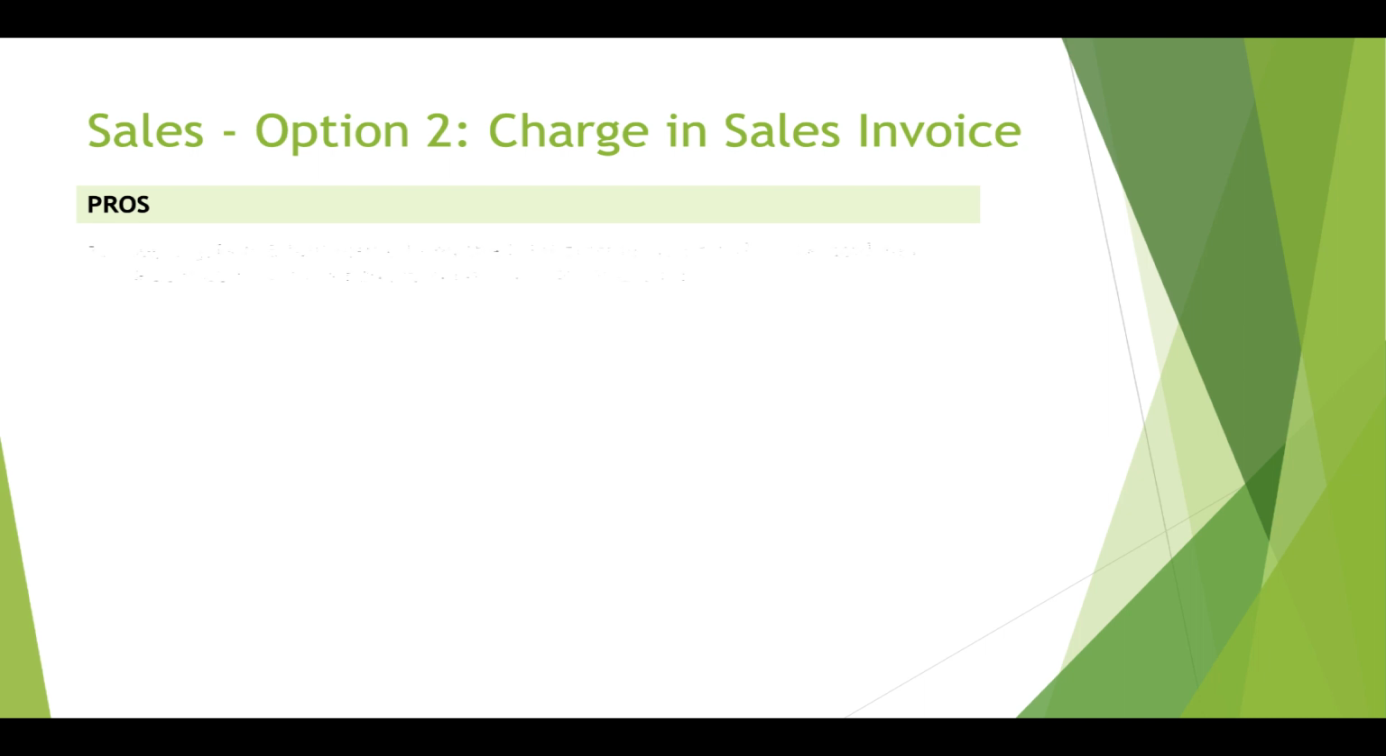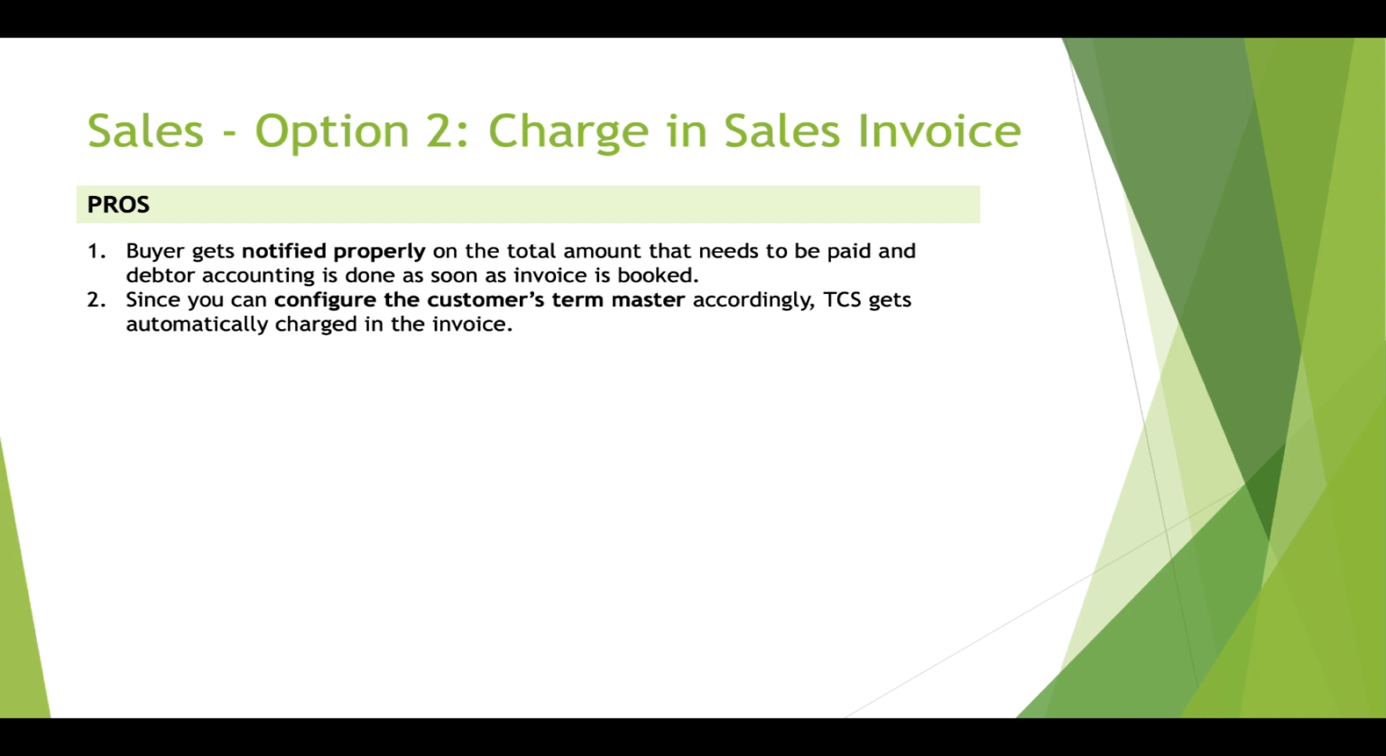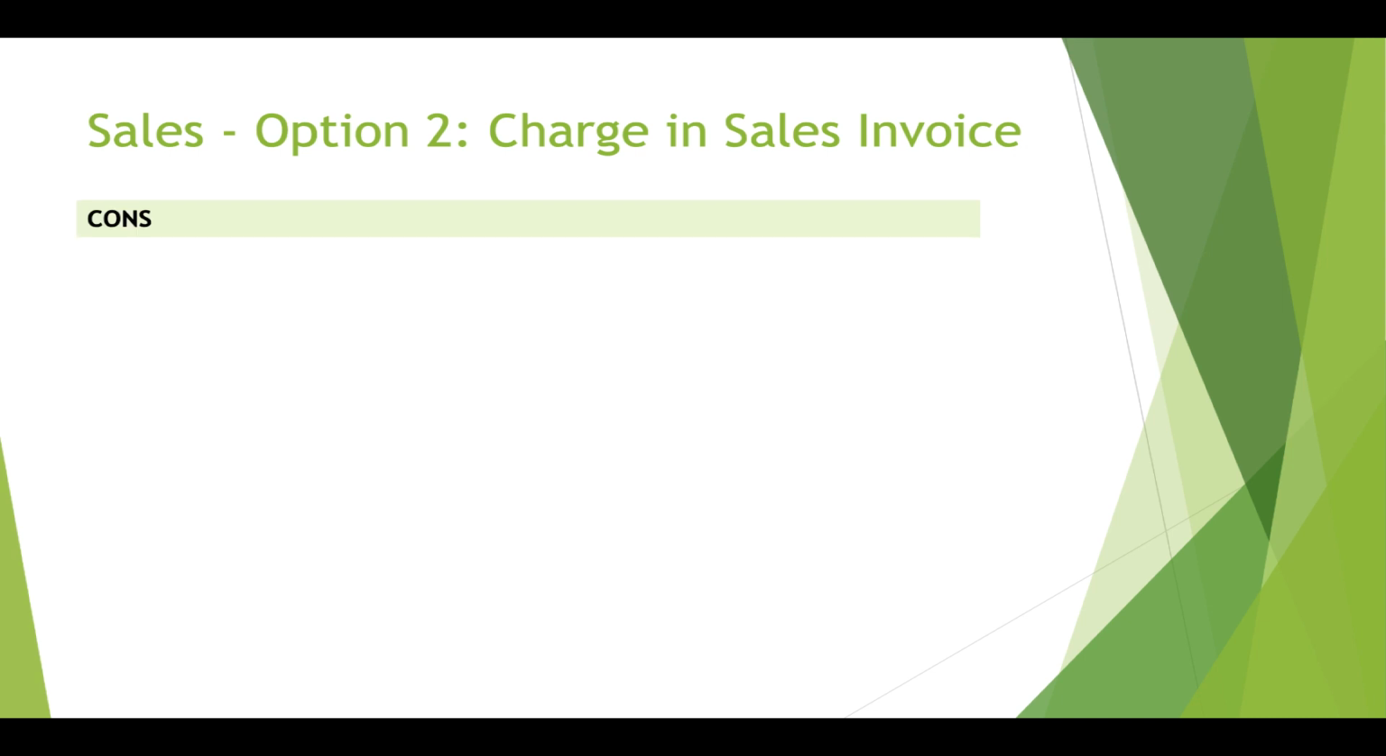The pros are, number one, that the buyer gets notified properly on the total amount that needs to be paid, and the debtor accounting is done as soon as the invoice is booked. The second pro is that you can configure the customer's term master accordingly, and the TCS gets charged on the invoice automatically, and the user does not have to check at the time of receipt. Now let's discuss some of its cons.